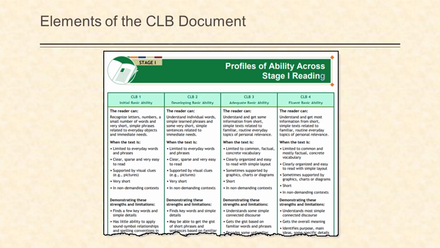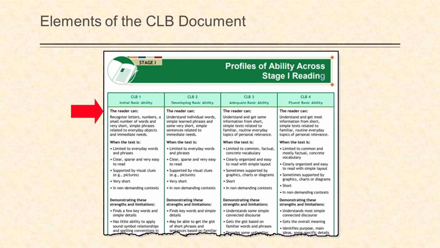The document is divided into the 4 language skills: listening, speaking, reading, and writing, and each skill is divided into 3 stages. Each stage is organized in the following manner. Profiles of ability across a stage. A profile of ability is a statement of learner characteristics for one benchmark and one language skill. I have chosen the profile of ability for the reading skill to show the information presented in the table.